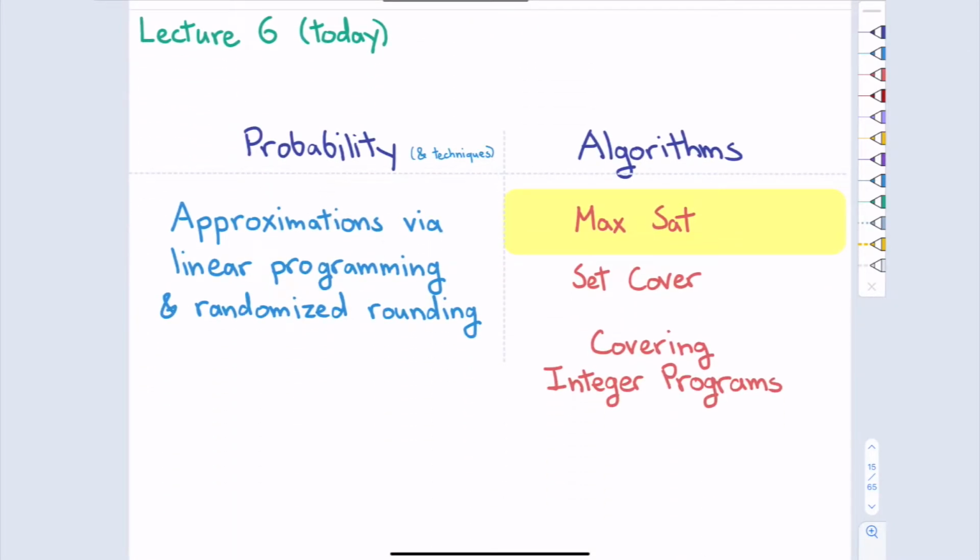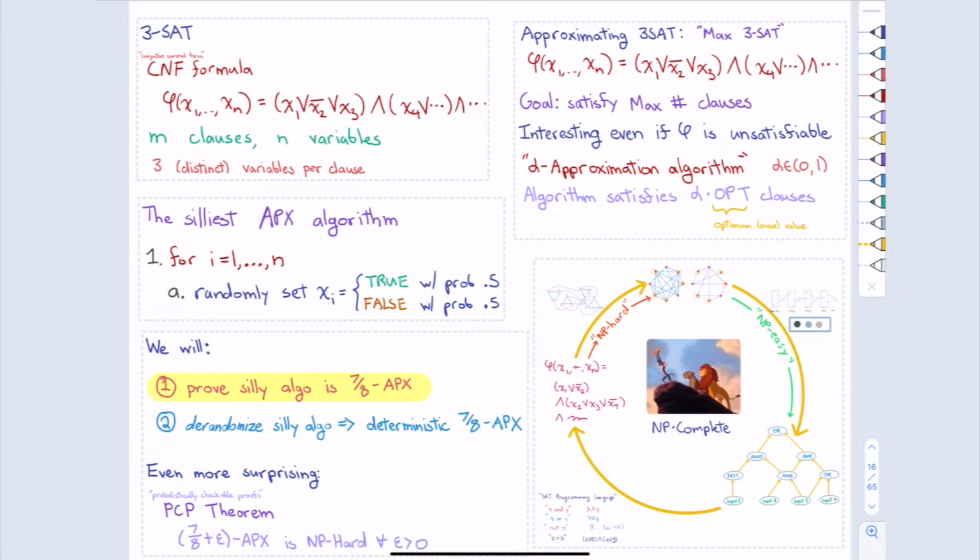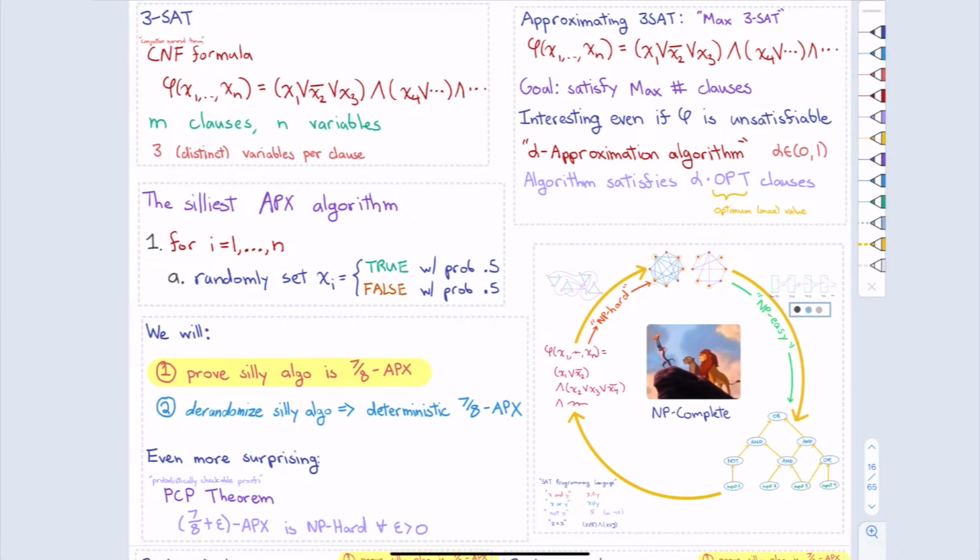So my first application is going to be MaxSat, but any questions before we start? Okay, just to remind us about SAT, you have some formula and we want to try to satisfy as many clauses as possible. And in the first class, it feels like a long time ago, we analyzed this algorithm where we just randomly assigned everything to be true or false. And for 3SAT, that got us a 7/8 approximation, which amazingly is actually best possible for 3SAT.